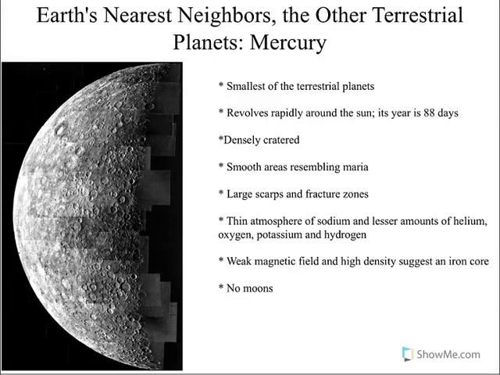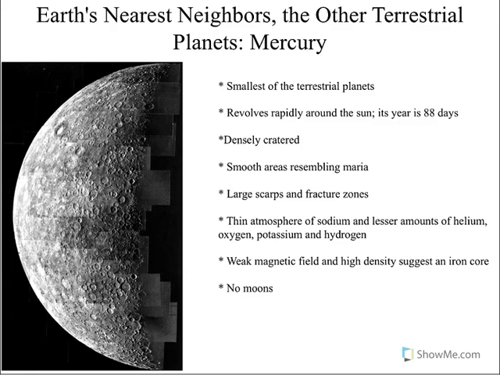So we'll start closest to the sun, which is Mercury. Mercury is the smallest of the terrestrial planets. Because it's closest to the sun, it has a very short year. 1 year is only 88 days. Also, because it's closest to the sun, it has more craters than any other planet because it's receiving that full force right there from the sun.